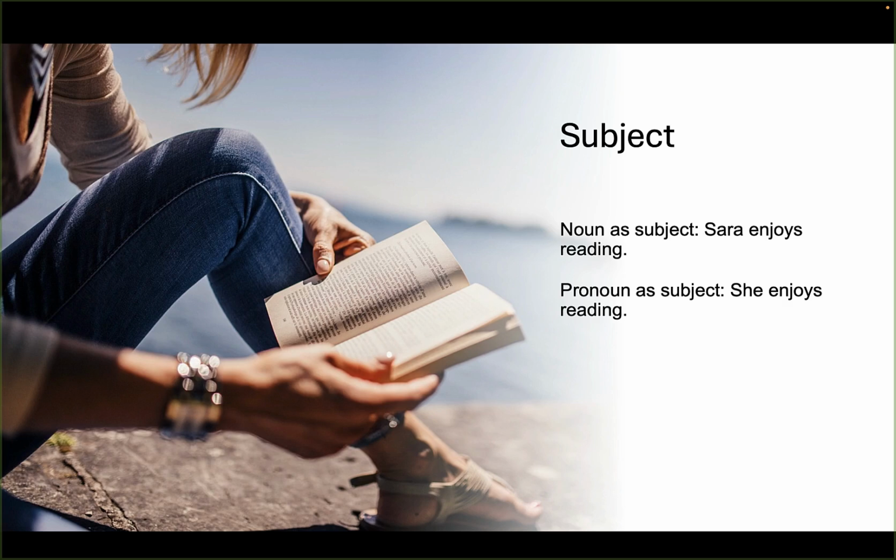Pretty simple, right? Now again, a noun as a subject would be Sarah enjoys reading. And then a pronoun as a subject is she enjoys reading. You can see the difference here. When referring to Sarah with a pronoun, we would say she. The subject usually comes before the verb in a sentence. It can be a single word or a group of words, such as a noun phrase.